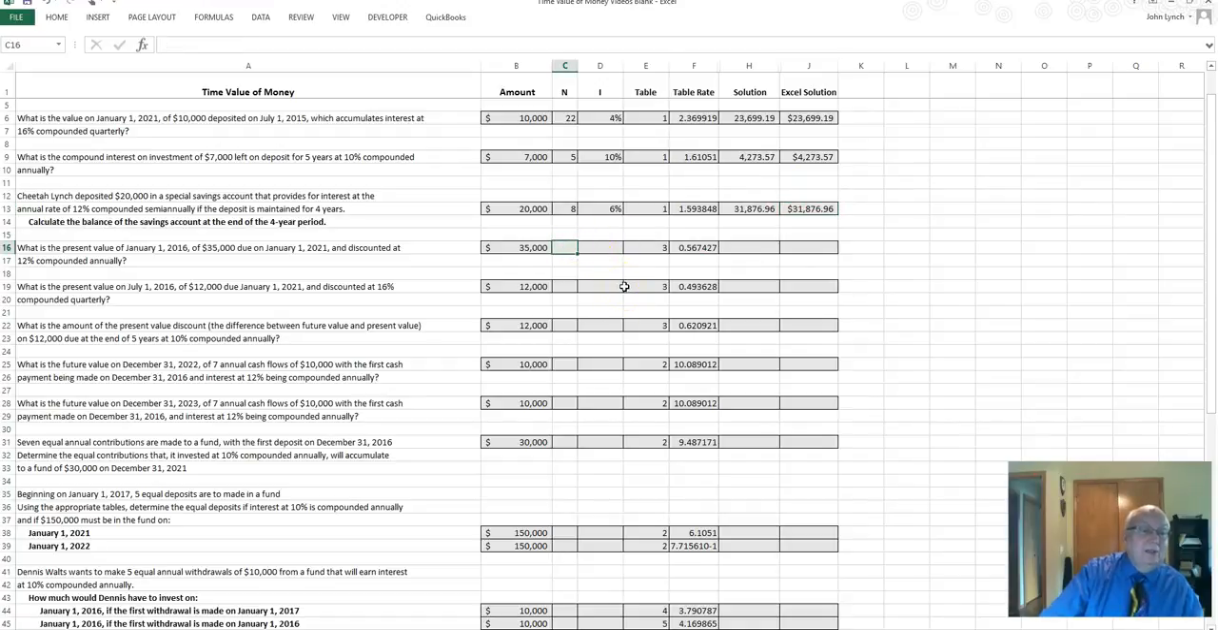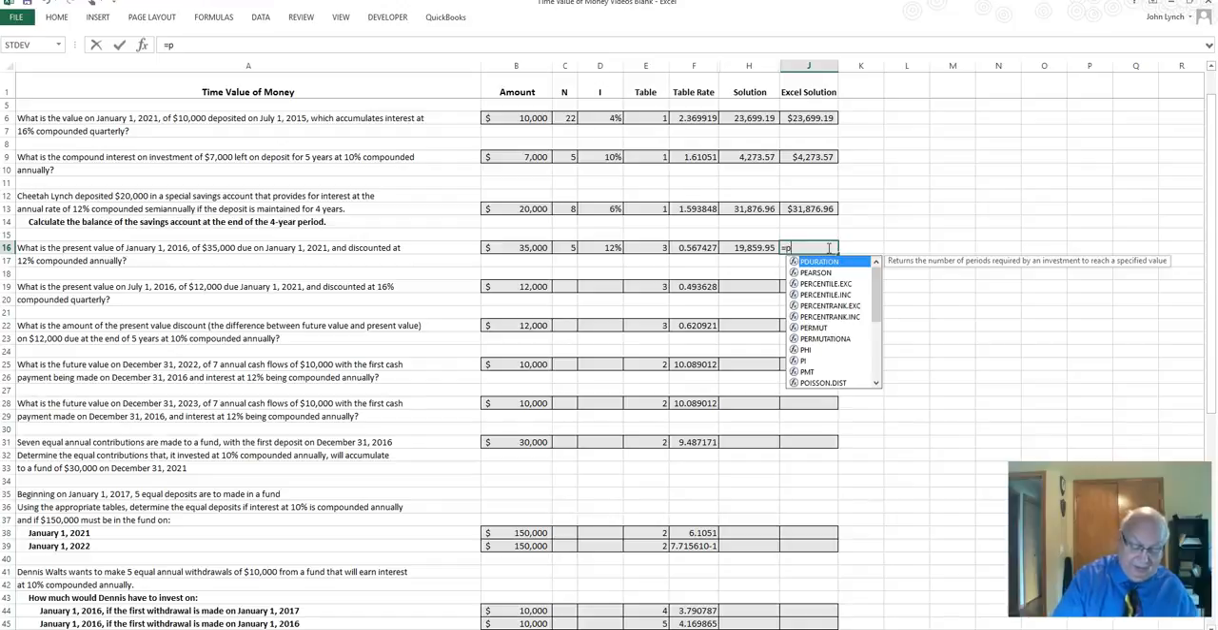Okay. The present value of $35,000 due in 5 years, discounted at 12% annual payments. Okay, so that's simple. 35,000, 5 years at 12%. This time we use table 3 because it's a little bit different. This is the present value this time, not the future value. So use the different tables. All you have to do is take it times this one. So you get 19,859. Okay.